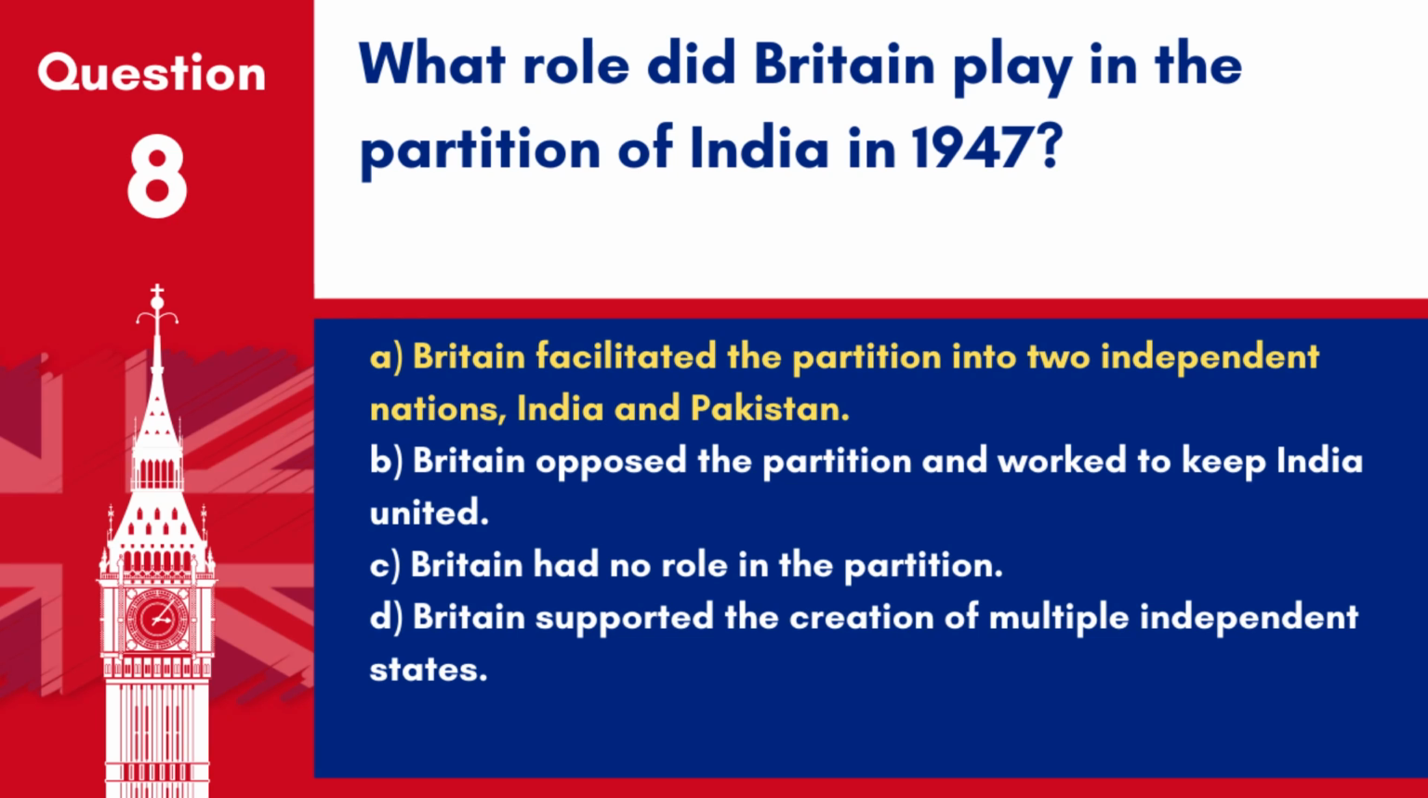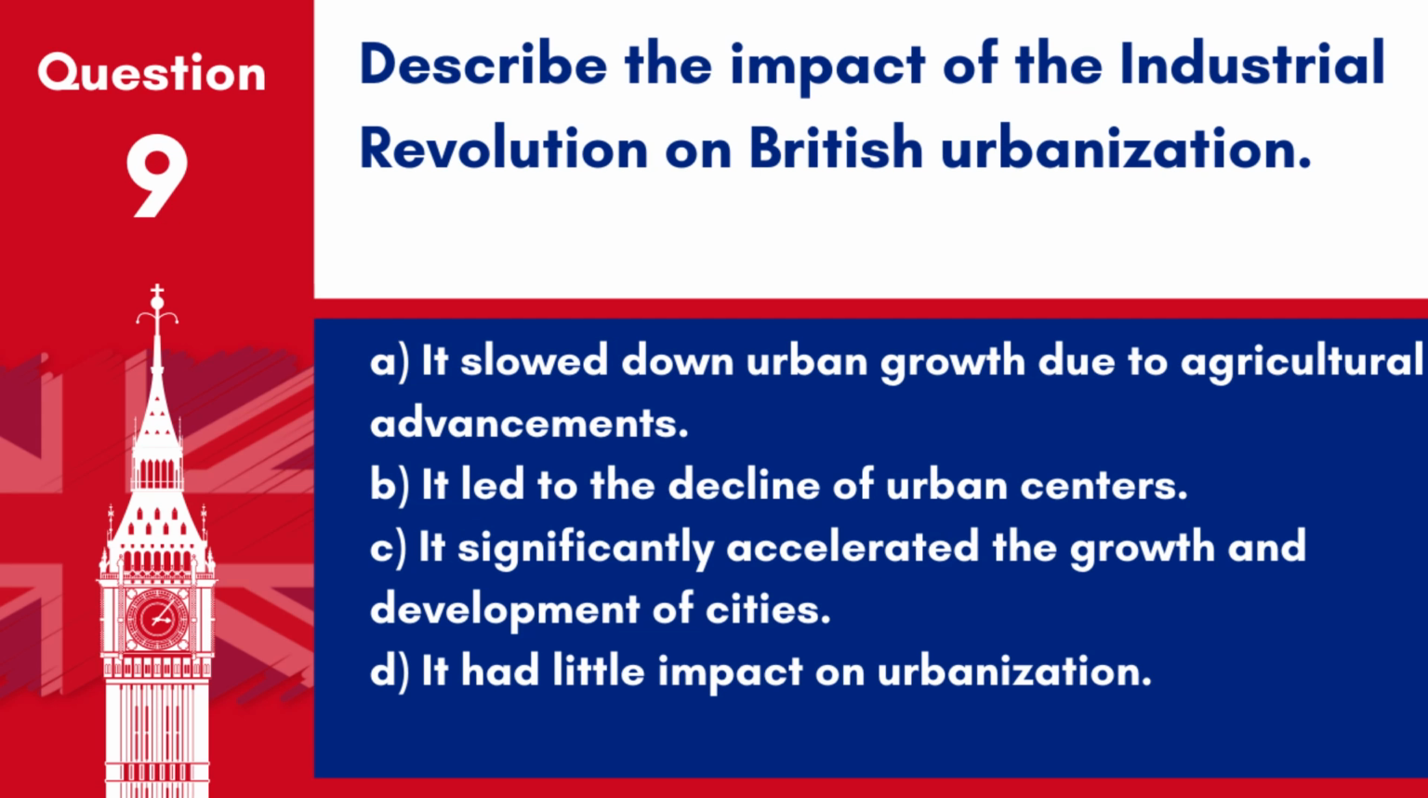Answer: A. Britain facilitated the partition into two independent nations, India and Pakistan. The British government played a central role in the partition that led to the creation of India and Pakistan as separate states.